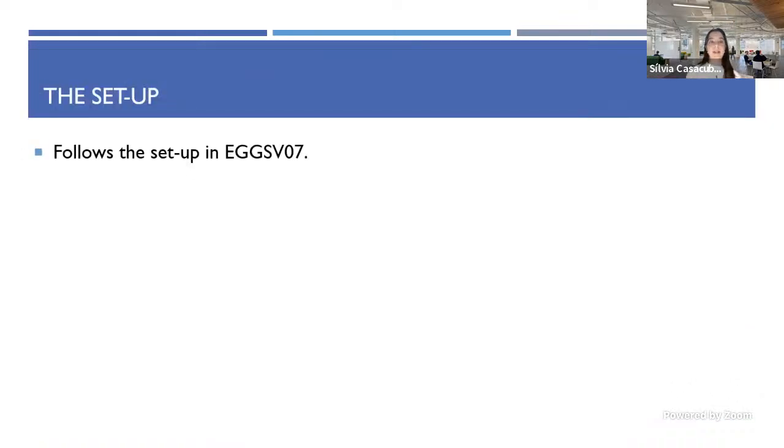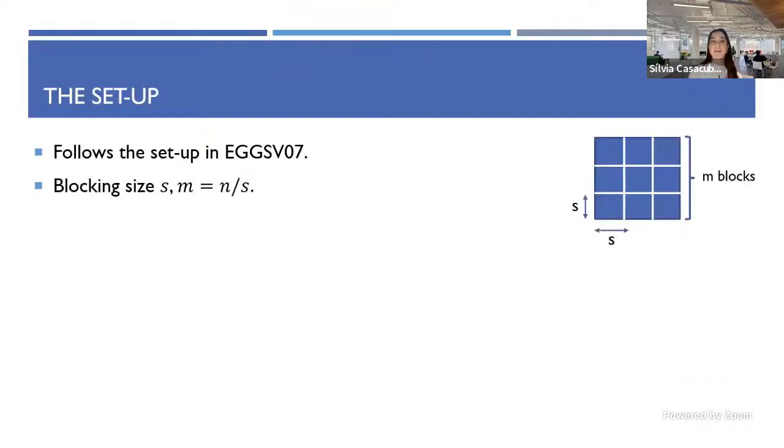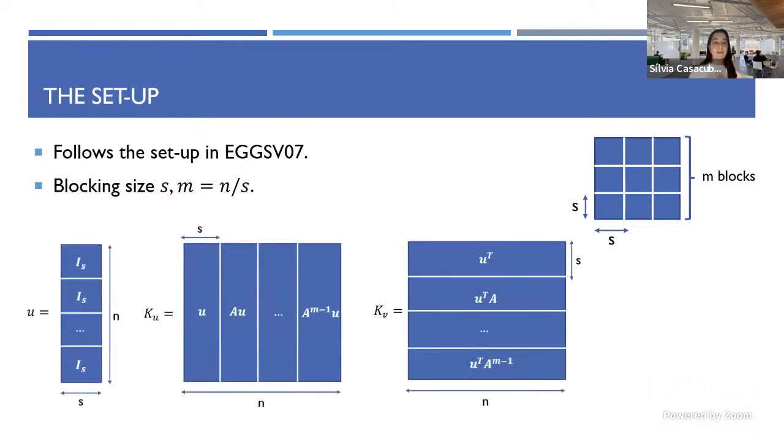So we begin by following the setup of Eberly et al., which is the algorithm we improve upon. And following their setup, we introduce blocks. So the input matrix A has size n by n, but to obtain better runtimes, we introduce blocks, which are of size s by s, and then we have m of them, so that matrices are still size n by n. And then they introduce a block vector U, which consists of the identity matrix of size s, m times. And basically, they use this block vector U to build two Krylov matrices with the input matrix A. So these block Krylov matrices are obtained by successively applying A to vector U.